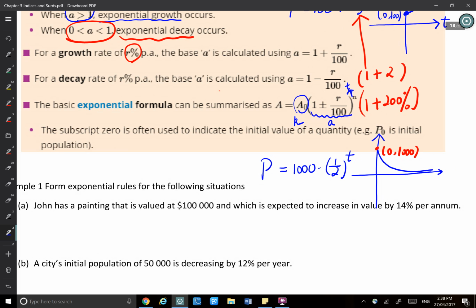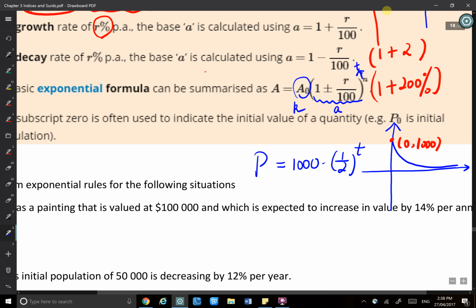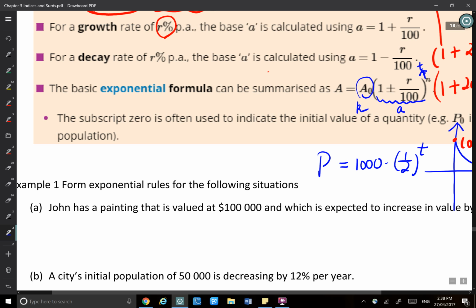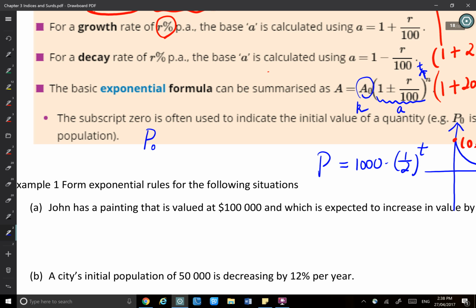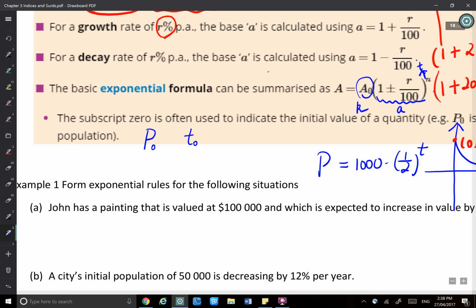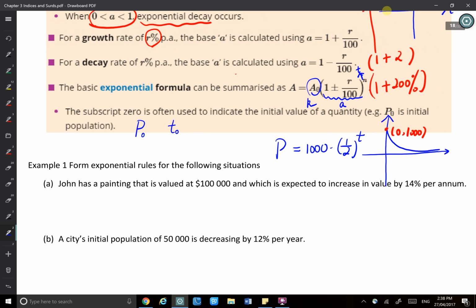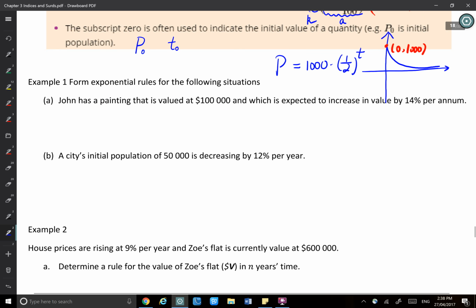So the subscript 0 is often used to indicate the initial values, such as P0 is the initial population. How to write P0? P is here and you have 0 here. P0 means the initial population. T0 means the initial time. Like anything with subscript 0 means the initial amount of that variable. So that is exponential growth and exponential decay.